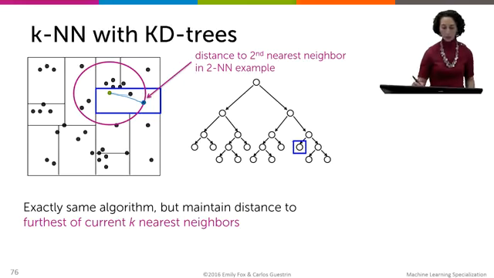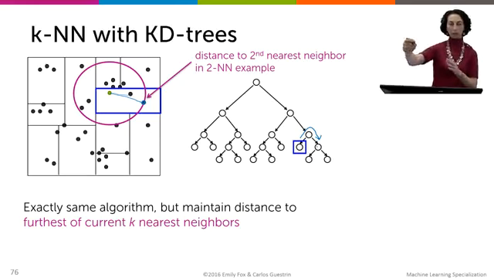And then just as before, based on the distance that we found so far, we'd backtrack, go and search other nodes, and prune them if the distance to that kth nearest neighbor is smaller than the distance to the bounding box of the node that we're looking at. So the algorithm is almost identical. The only thing you would need to change in code is, instead of maintaining distance to the nearest neighbor, maintain distance to the kth nearest neighbor found so far.